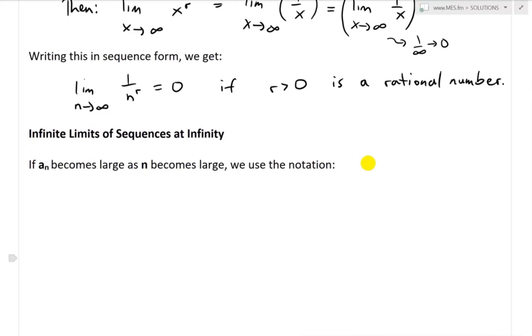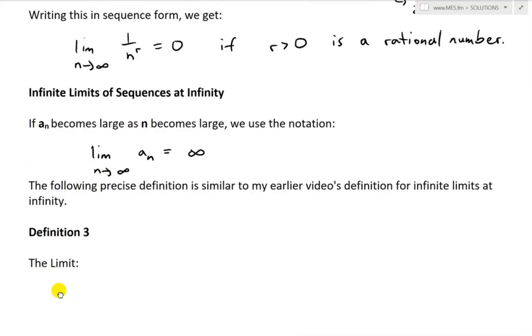And now let's look at infinite limits of sequences at infinity. So if a_n becomes large as n becomes large, we use the notation limit as n approaches infinity of a_n equals infinity. This just means that the limit is going to infinity. This is diverging to infinity, as I'll explain, as n goes to infinity.